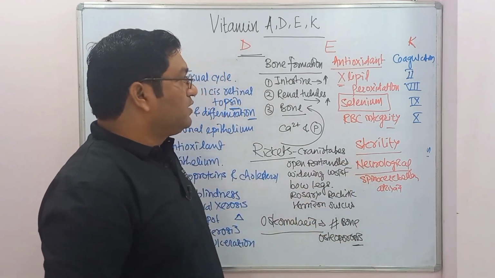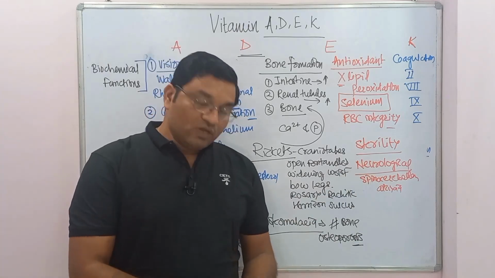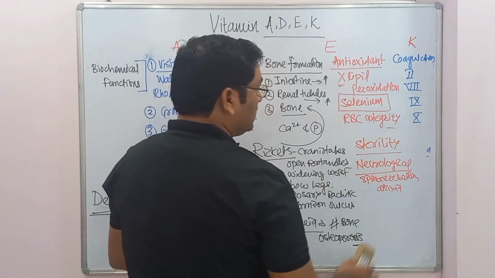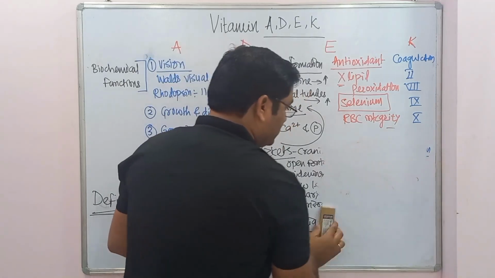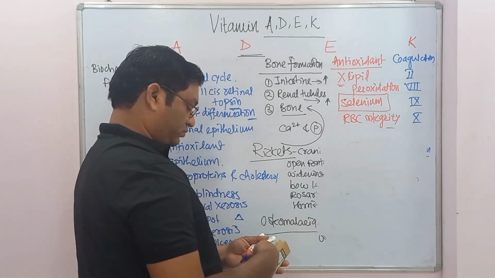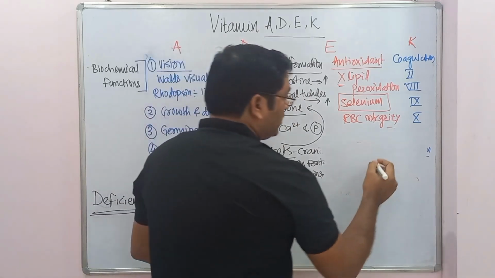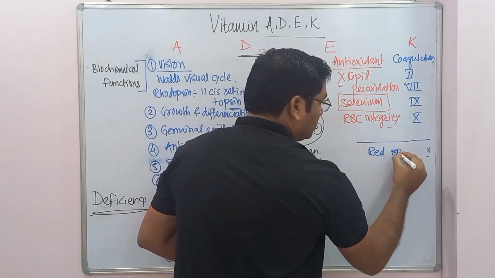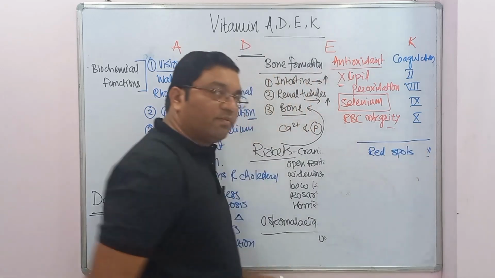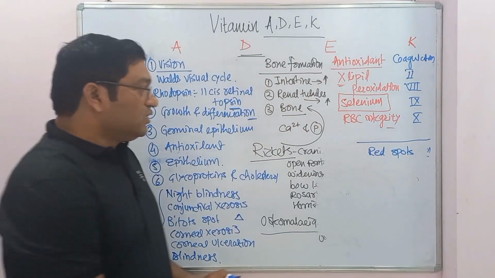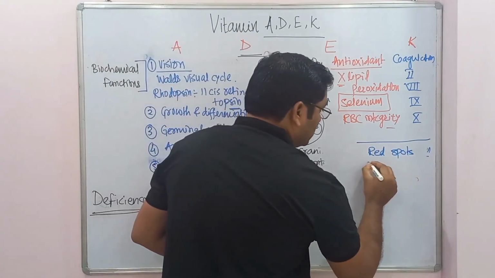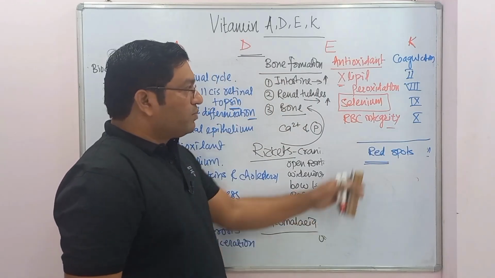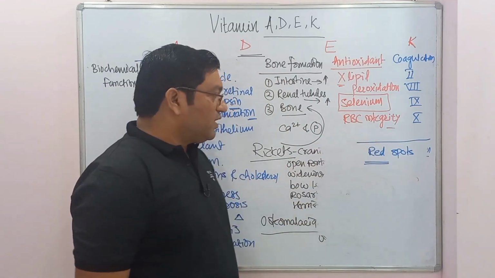Then deficiency of vitamin K will cause hemorrhage. Hemorrhagic manifestations will be there: red spots and ecchymotic patches on the skin. So it will cause hemorrhage. Hemorrhagic spots are red spots over the skin because of deficiency of vitamin K.